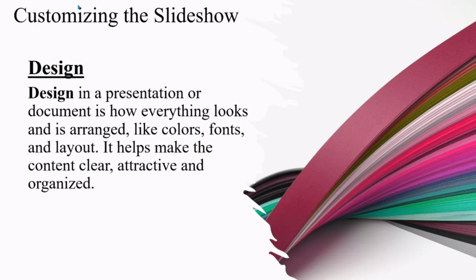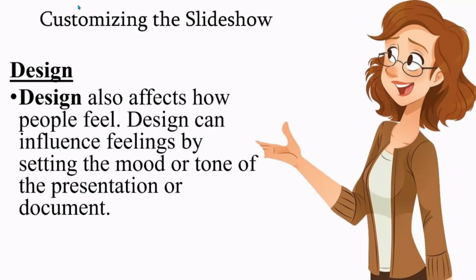Moving right along, design. Design in a presentation or a document is how everything looks and is arranged, like colors, fonts, and layout. It helps to make the content clear, attractive, and organized. Design has to do with how everything looks, from the colors to the fonts and the layouts that you use. And design can affect how people feel, as it can influence feelings by setting the mood or tone of the presentation or document.